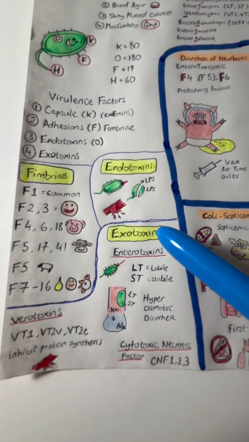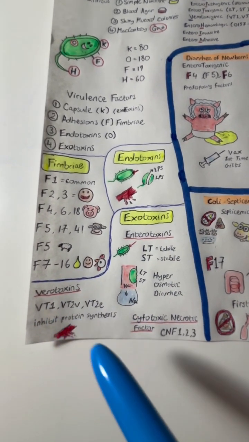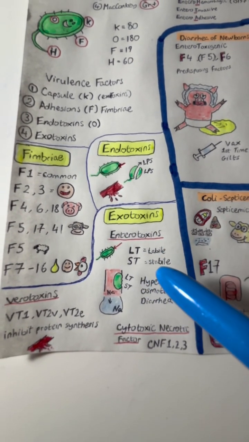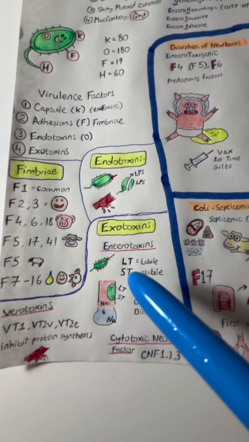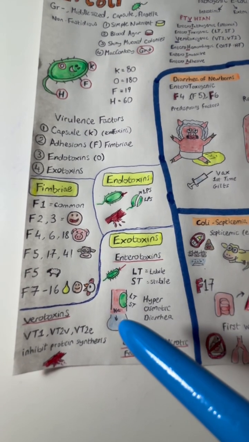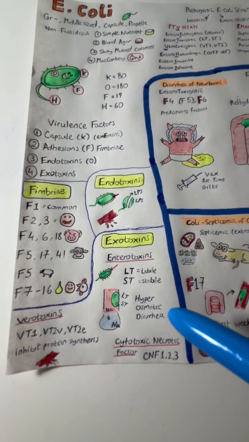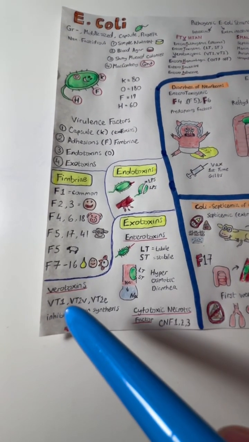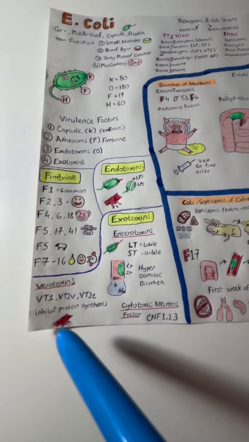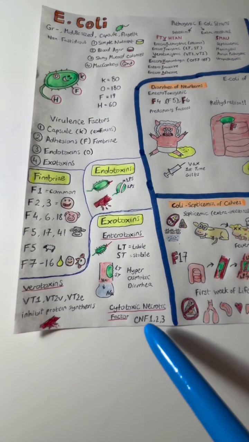The exotoxins are the toxins on the capsule. Exotoxins are divided into enterotoxins, verotoxins, and cytotoxic necrotic factors. The enterotoxins are heat labile and heat stable. Think as L for labile and S for stable. These enterotoxins will stop the reabsorption of sodium, and as sodium is excreted, water will be excreted as well. They cause hyperosmotic diarrhea. The verotoxins are verotoxin 1, verotoxin 2V, and verotoxin 2E. They inhibit protein synthesis, which causes hemorrhages. And for cytotoxic necrotic factor, there's cytotoxic necrotic factor 1, 2, and 3.